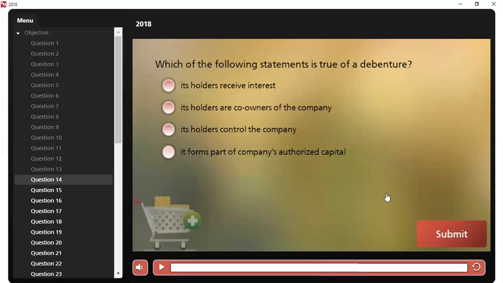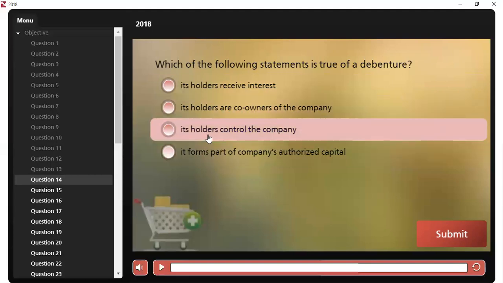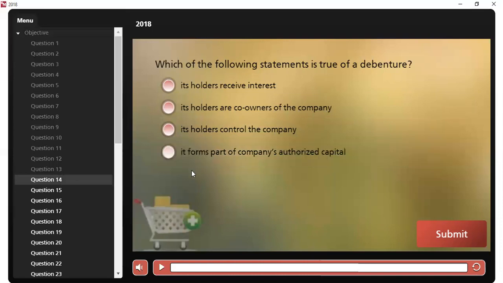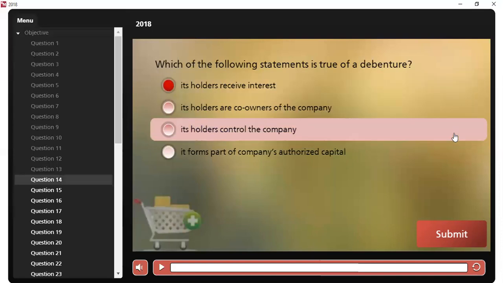Question 14. Which of the following statements is true of a debenture? A. Its holders receive interest. B. Its holders are co-owners of the company. C. Its holders control the company. D. It forms part of company's authorized capital. Now, debenture holders are creditors to the business and they are expected to receive interest on the loan. So it has to be A. Its holders receive interest.